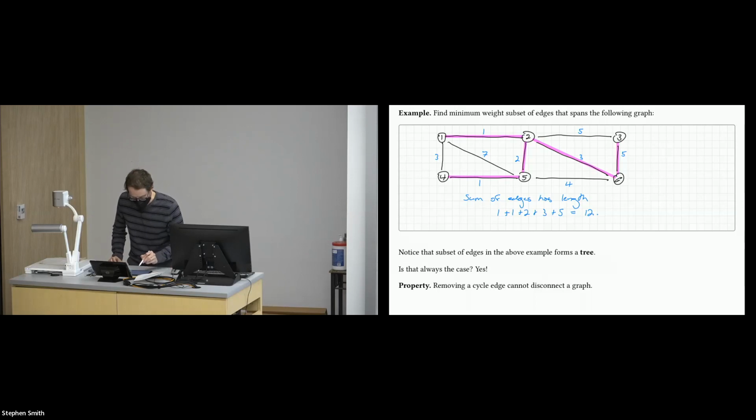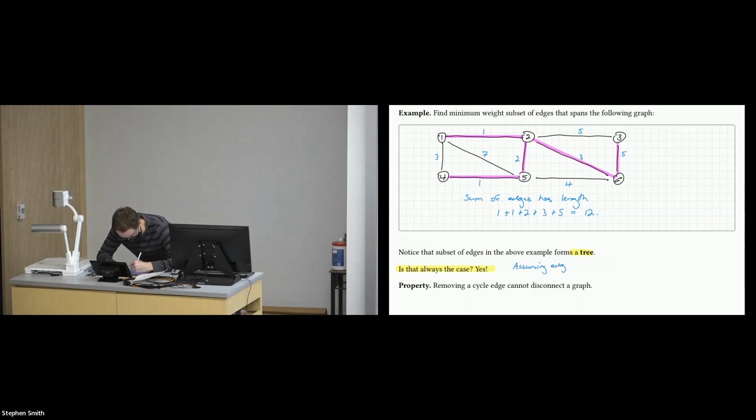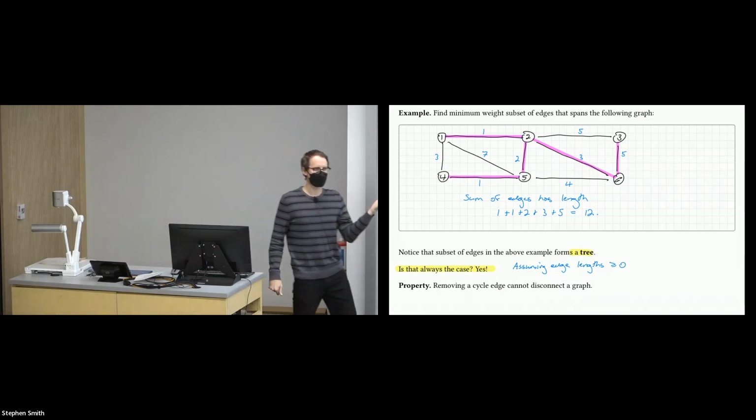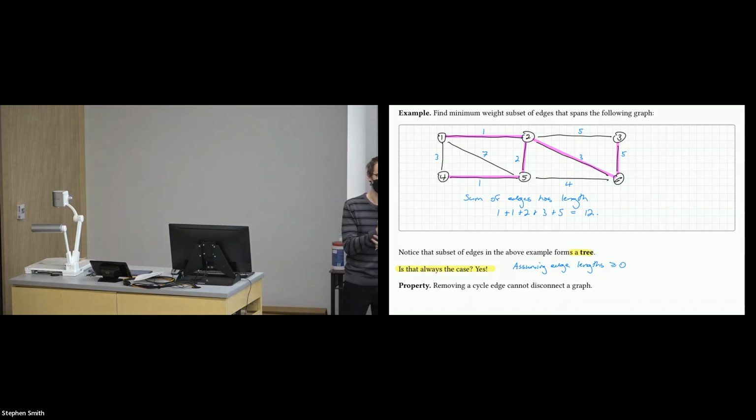And one thing you can notice is that the shortest set will always, in this case, form a tree. And this is always true, assuming the edge lengths are greater than or equal to 0. If you have negative edge lengths, then it's not such an interesting problem because you actually benefit from adding more edges into your solution.